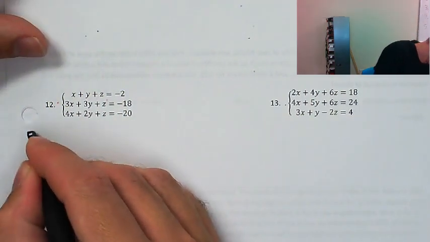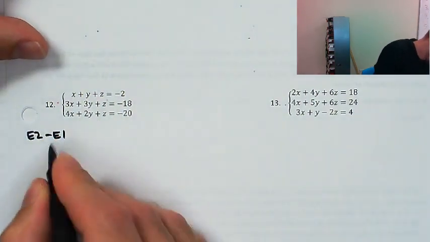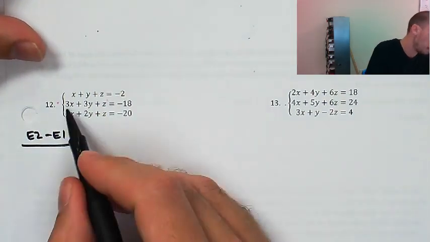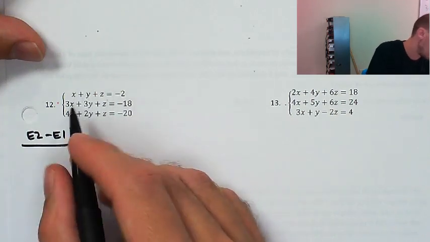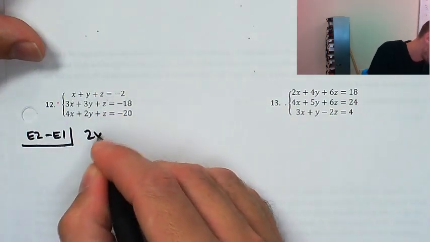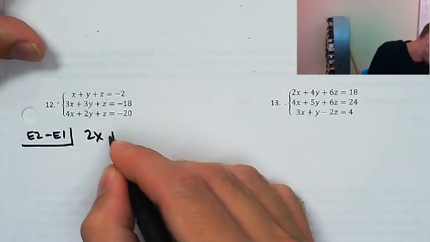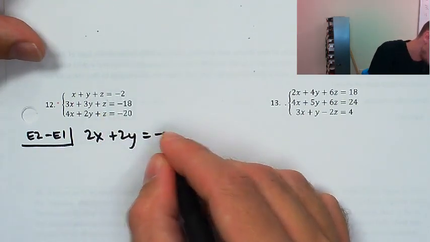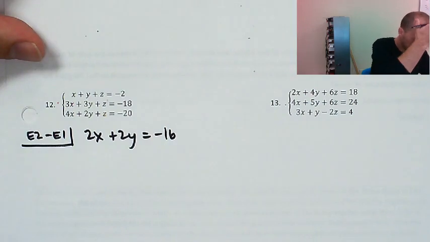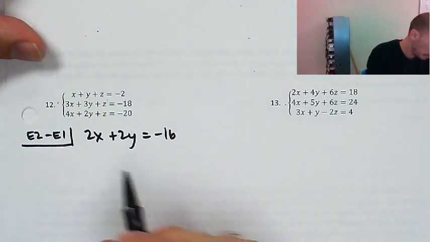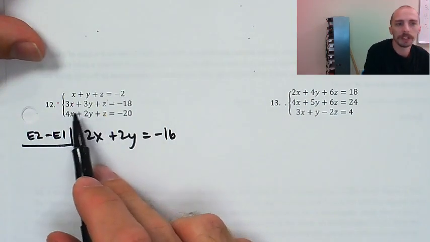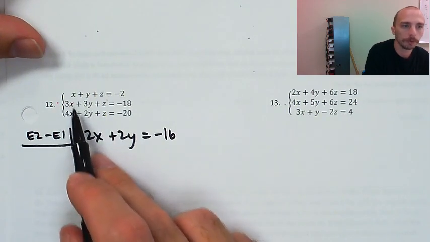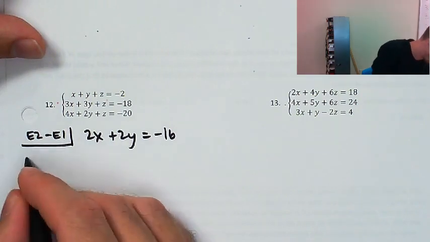So I'm going to do equation 2 minus equation 1, because although I can subtract equations from another, I would prefer for us to do the larger number minus the smaller number. So 3x minus x, that's 2x. 3y minus y, that's 2y. z minus z is nothing, and negative 18 minus negative 2, that's negative 16. Okay? And then, well, it doesn't matter. One of them is going to be negative and one is going to be positive when I subtract these two from each other. So maybe I'll do equation 2 minus equation 3.